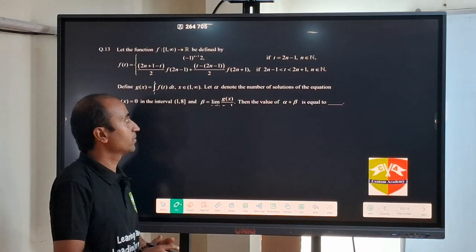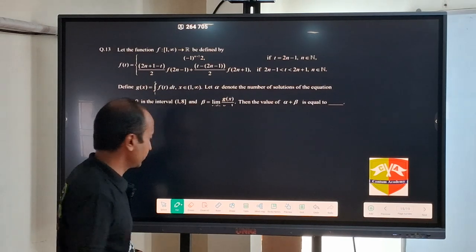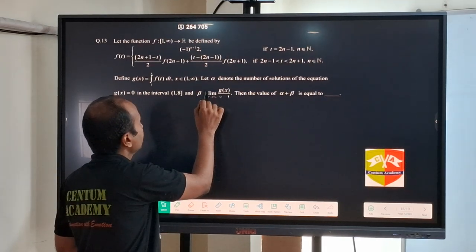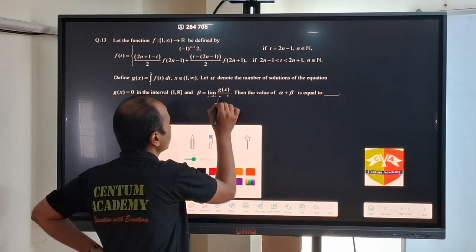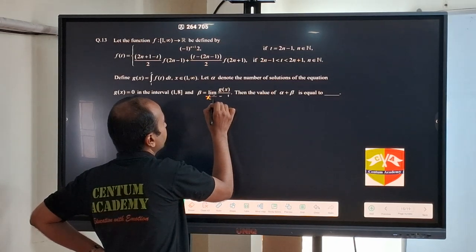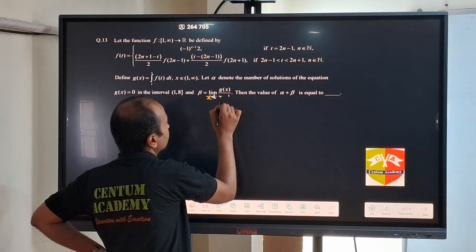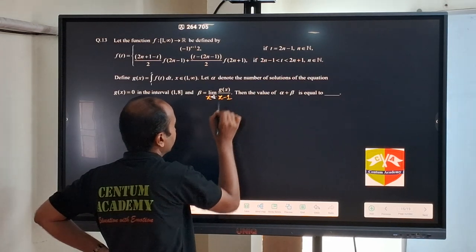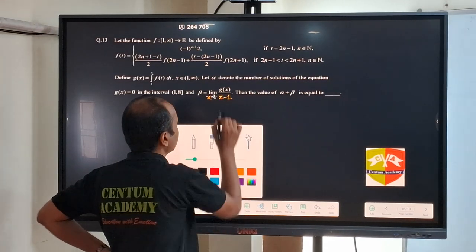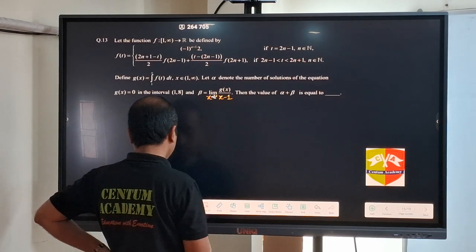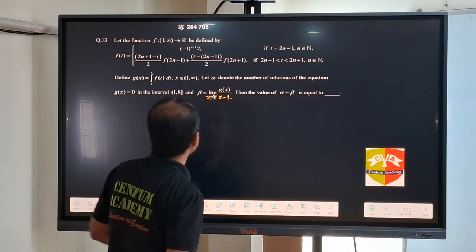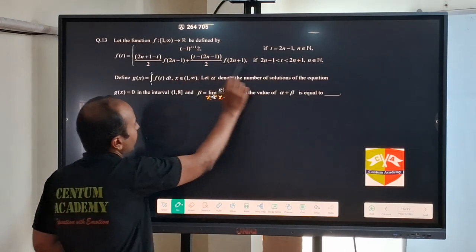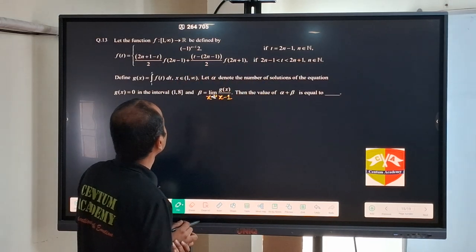Now, this was probably the toughest looking question of this paper, and toughest looking only because it's actually not that tough if you start solving it. Let me show you how to not get overwhelmed by this question and how to solve it. Okay, this is the question actually. X tends to 1 plus gx divided by x minus 1. All right. So step by step, let us try to find its value at a couple of points.